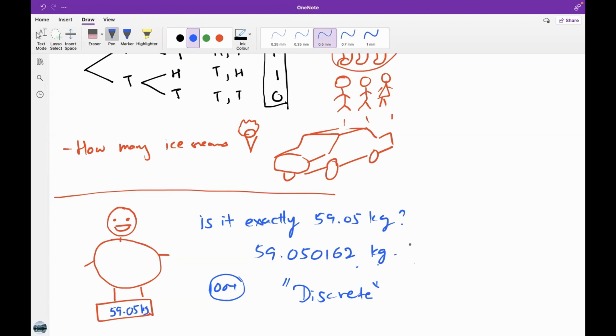For example, you can say that this person's weight is in the range of 59 kilograms to 59.1. So we can say that his weight is in between these two, but we don't know exactly what the value is. So it is either a range or you can't really say what the value is. So in the case of a continuous variable, you can't really say exactly what the value is. You always have to rely on a range of values.